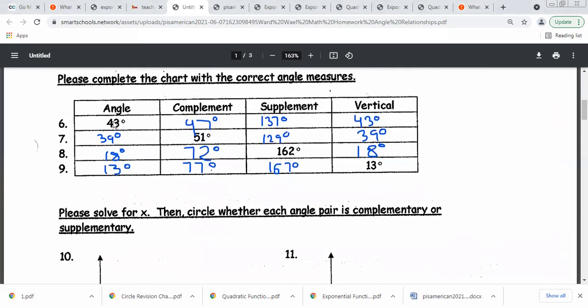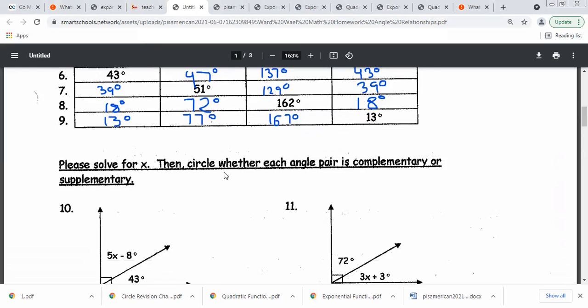Once we have an angle 43, to find the complement angle we will subtract 90 minus 43. It will be 47. If you want to find the supplement, you will subtract 180 minus 43. The vertical angle will have the same measure, which is 43. We have a complement, so we will do 90 minus 51. You will find 39, and then you will continue the same way.